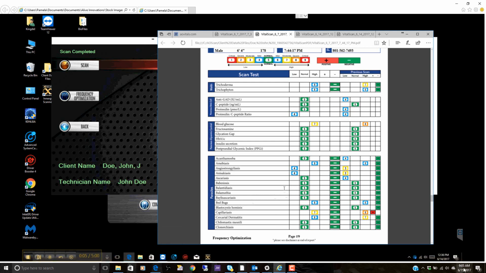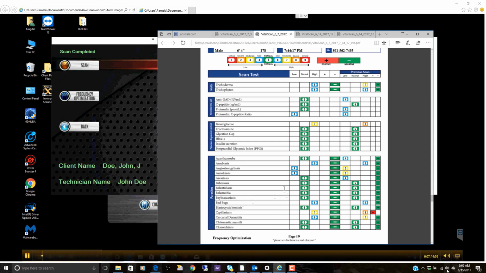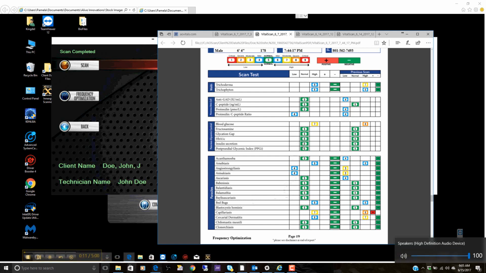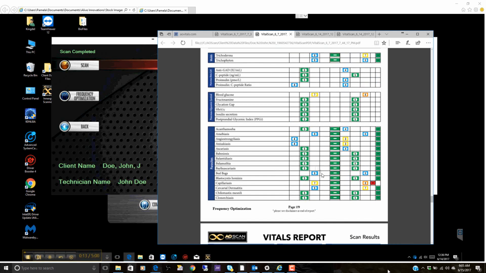Oftentimes people are very concerned with not only the molds and things that they're exposed to, but they're also exposed to a lot of parasitic issues just by being in the environment. After we do the frequency optimization, we're looking for those things that are still high or still active, and those are the things that we would key in on.